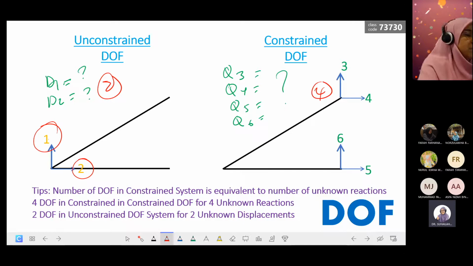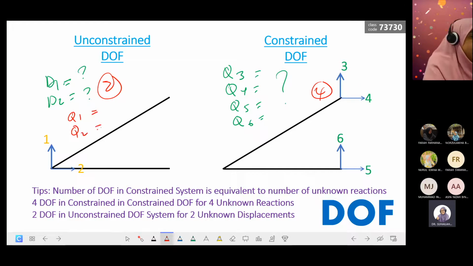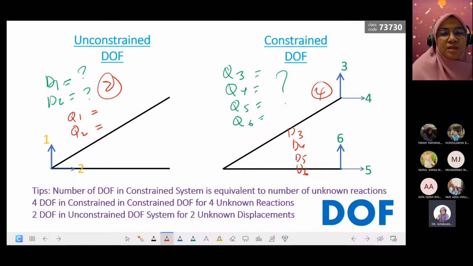And in these two systems, not only D, it will also have Q. So for Q1 and Q2, and in the constrained system, we need to have D3, D4, D5, D6 as well, because of the separation between 2 and 4.